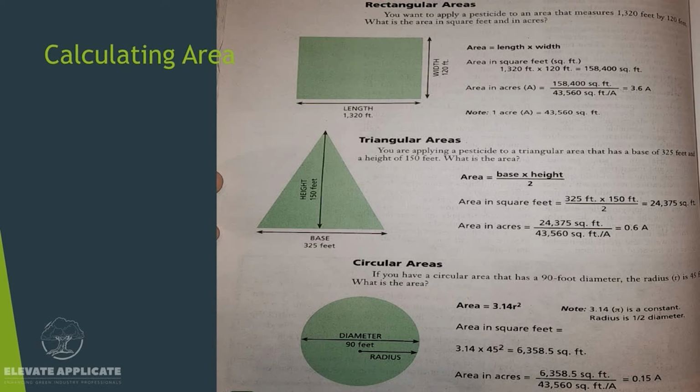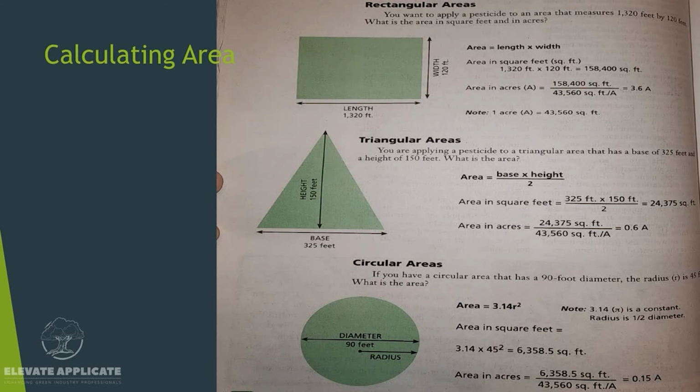Well, an acre is 43,560 square feet. So we would take our number that we got for the area in square feet and divide it by that number. So we have 158,400 square feet divided by 43,560 square feet, which comes out to 3.6 acres.